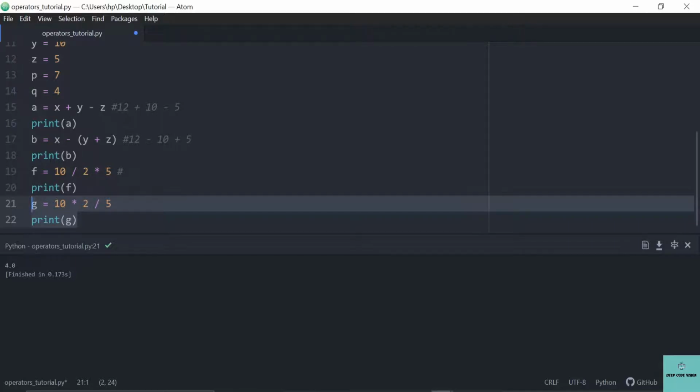Okay, 2 divided by 5 is 0.4, and that's multiplied by 10, which becomes 4. Now it's a float because again we are using a division operator. Again, if you want to specify which operator should work first, please remember you have to specify that within parentheses. Now, one thing you might be asking: what if a single line expression has double parentheses? Let's see what happens then.